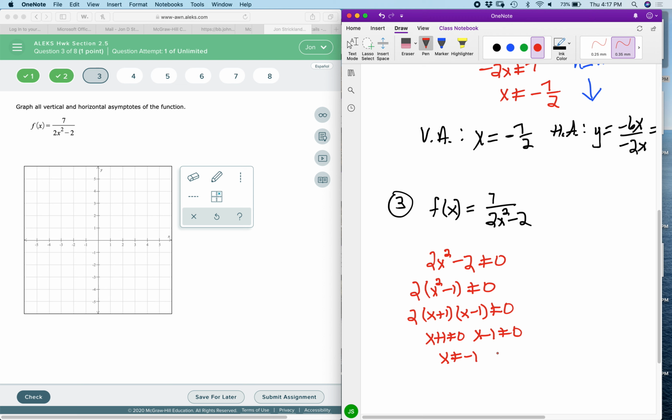So we have that x cannot be negative 1. We also had that x cannot be equal to positive 1. So in the case of the vertical asymptotes, we're going to have a couple of these. Since 2x squared minus 2 is not a factor of the numerator, the exclusions from the domain will be the vertical asymptotes. And again, looking at the degree comparisons, in the numerator you have n equal to 0, and the degree in x in the denominator is going to be 2.